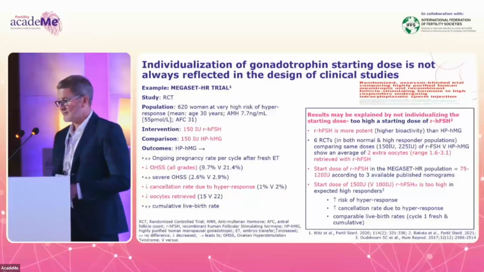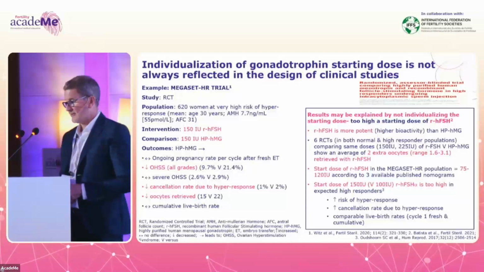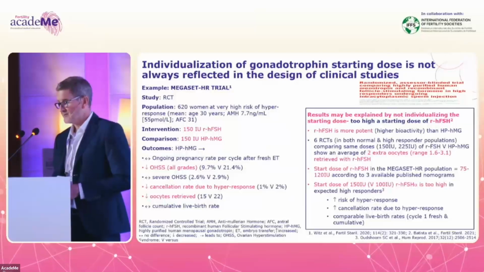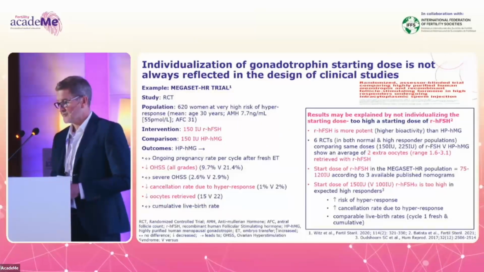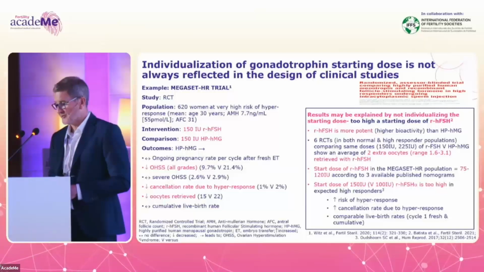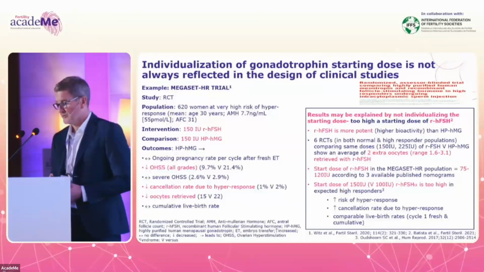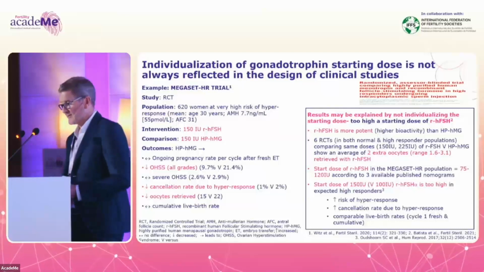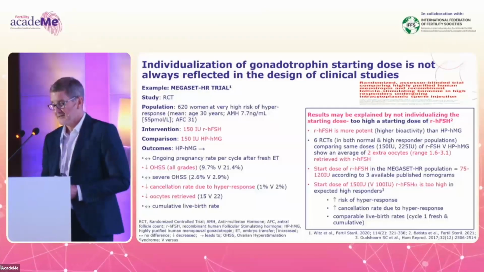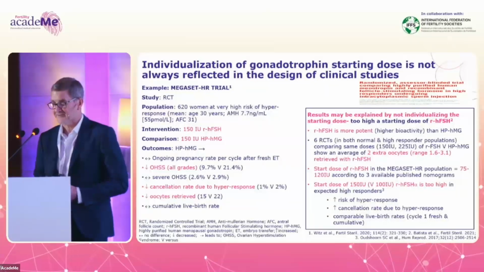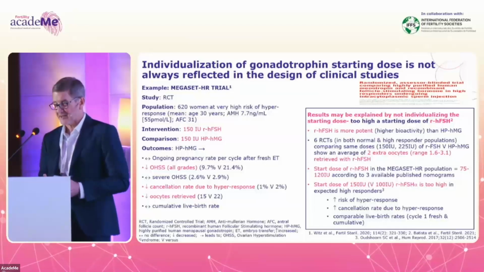Individualisation of gonadotropin starting dose is not always reflected in design of clinical studies, however. Example is the Megaset HR trial, published in 2020. This is an RCT looking at 620 women at risk of very high ovarian response. They had a mean age of 30, mean AMH of 7.7 nanograms per mil or 55 picomoles, mean antral follicle count of 31. And this study compared 150 international units of recombinant FSH with that of 150 units of highly purified HMG, and the results showed that HMG led to no evidence of a difference in ongoing pregnancy rate, but there was a reduction in OHSS.